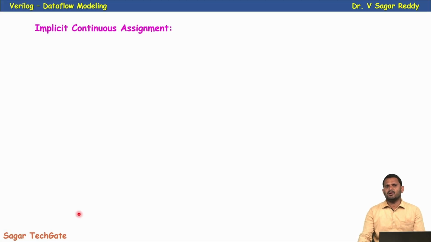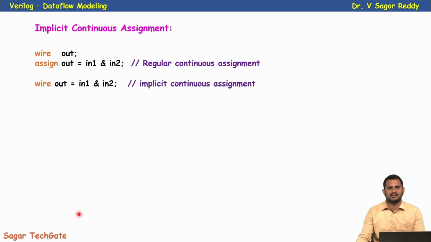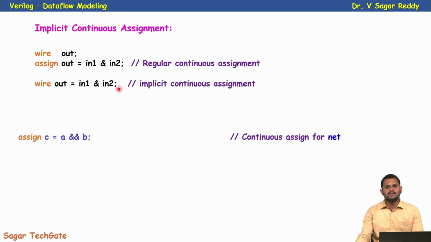Now see, we have different types of assignment statements in dataflow modeling. One is the implicit continuous assignment. Now see here: wire out, assign out equal to in1 and in2. This is a regular continuous assignment statement. If you want to write it in the implicit way, wire out equal to in1 and in2. This is an implicit continuous assignment statement. What is the difference here? We didn't use the keyword assign. Directly using wire out equal to in1 and in2, we can write like that also.